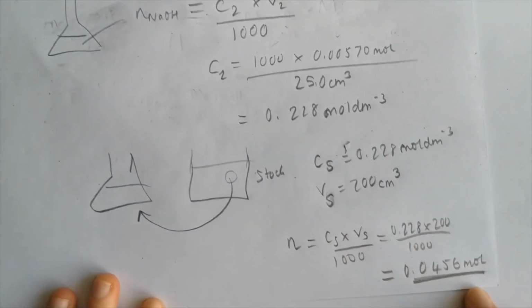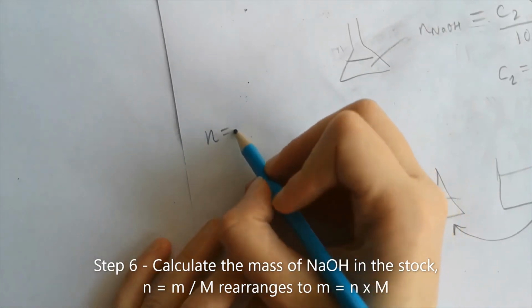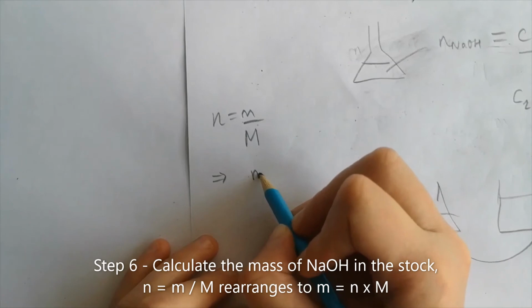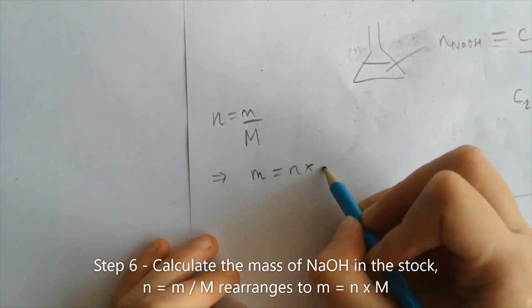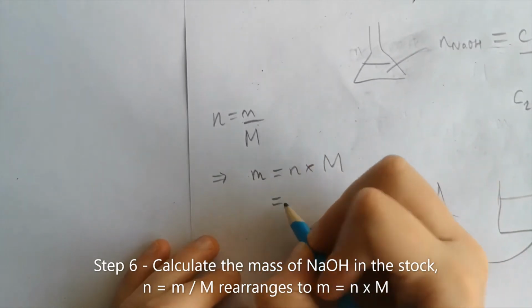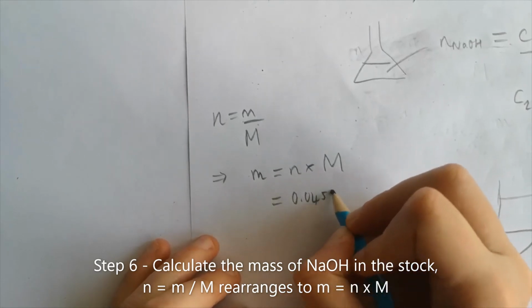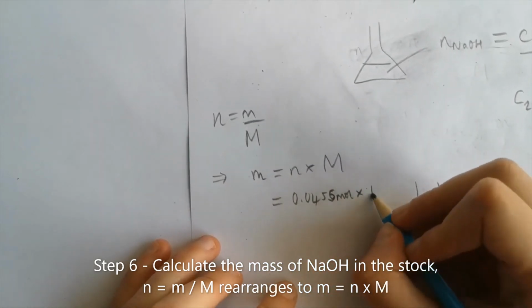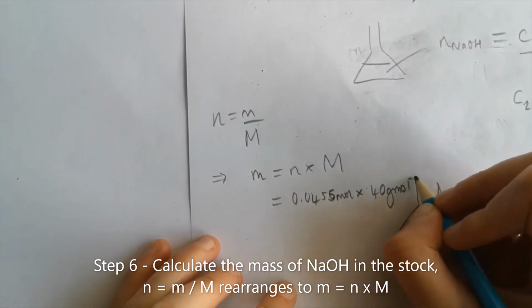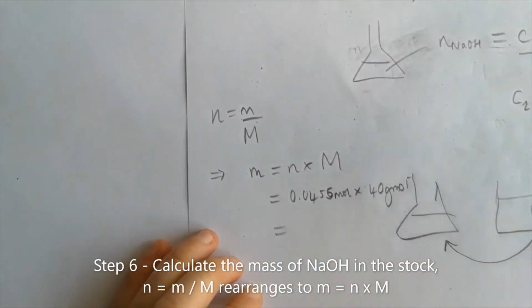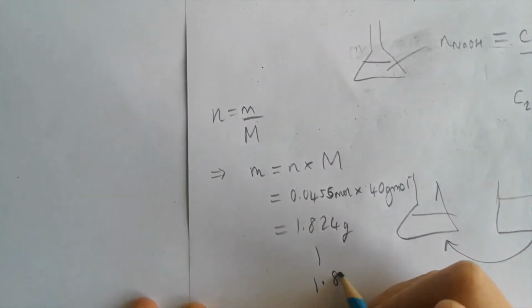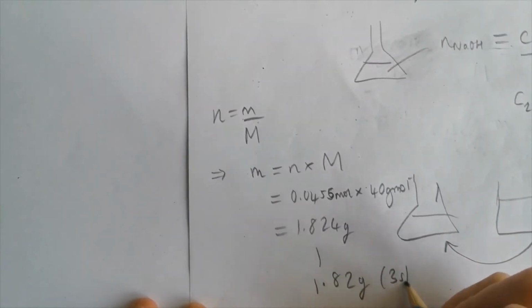That's not quite grams, so again we have to use our number of moles is equal to mass over molar mass, and we rearrange this to give us mass is equal to number of moles times molar mass, and the number of moles we just worked out to be 0.0456 mole. The molar mass again is 40 grams per mole, and that will give us 1.824 grams, which is 1.82 grams to 3 significant figures.